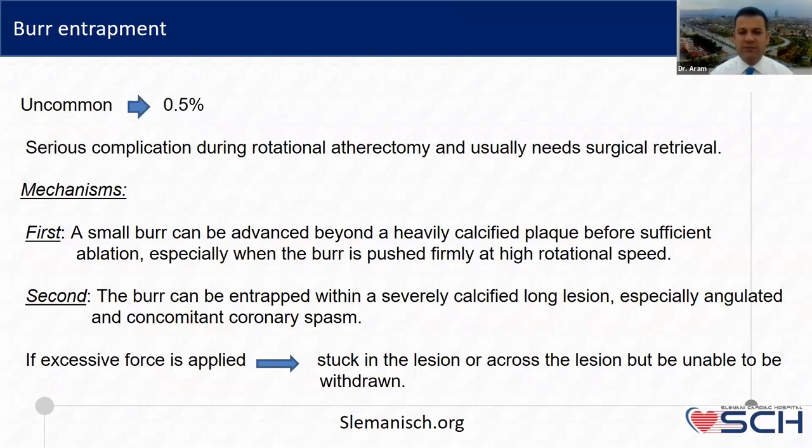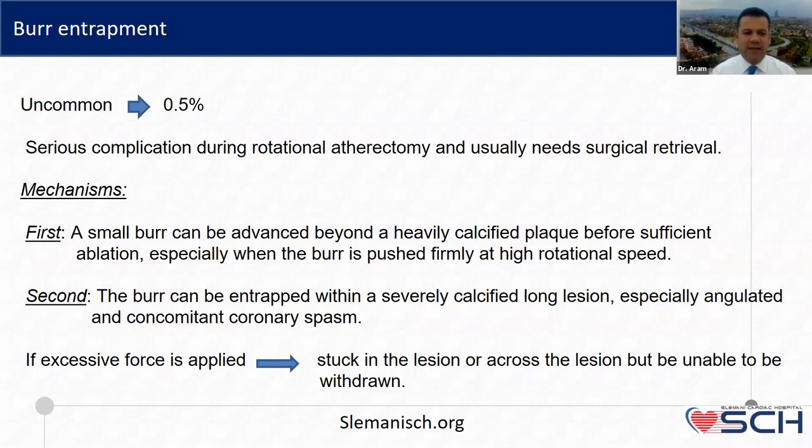A small burr can be advanced beyond the heavily calcified plaque before sufficient ablation, especially when the burr is pushed firmly at high rotational speed. What does this mean? If you have a vessel of 3 millimeter or 3.5 millimeter, and you choose a small burr like 1.25, and you advance it before ablating the proximal calcification with a jerky movement, possibly you are going to cross the lesion. But later, it will be stuck in the calcium chunk. It will not move. So never take a smaller burr in a big vessel and make a jerky movement, because definitely it will cause the burr to go behind the chunk of calcium and you will be stuck there.